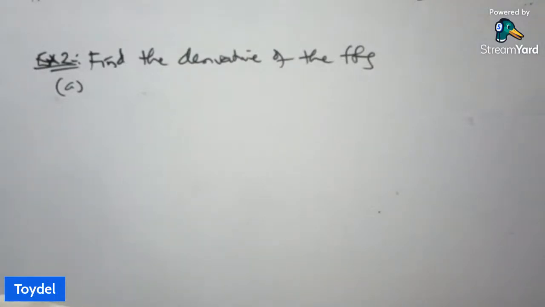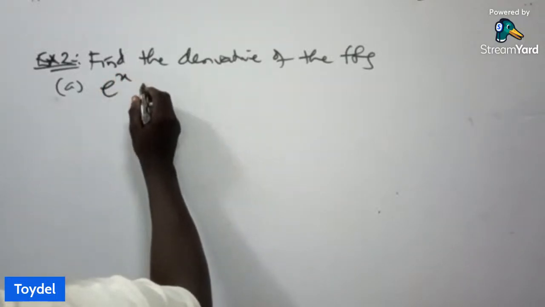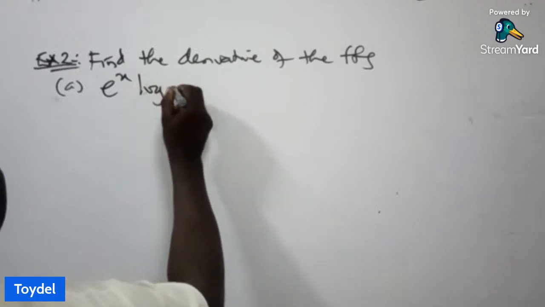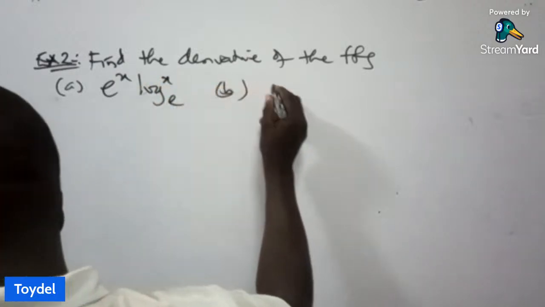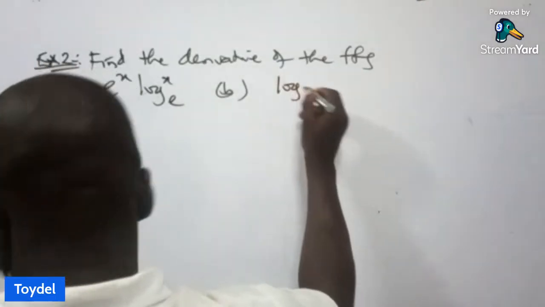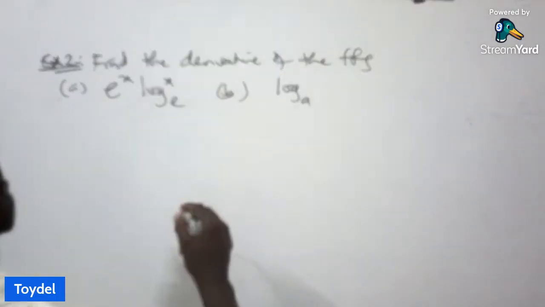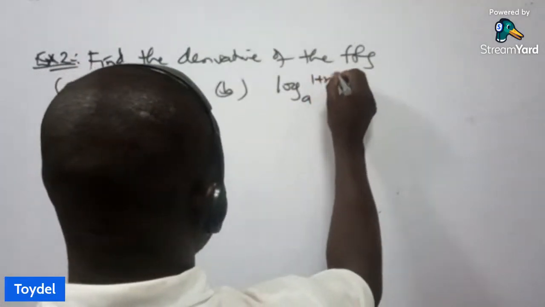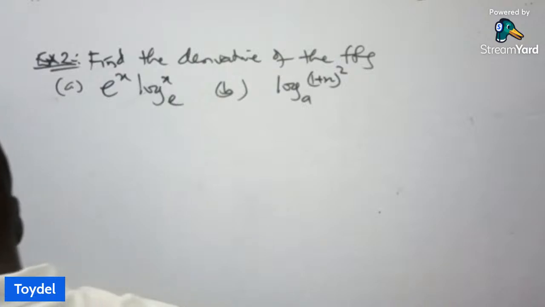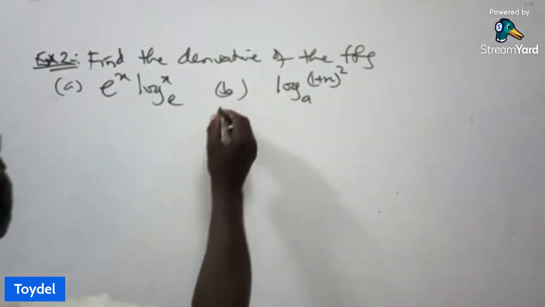The first question now, A, we have e raised to x times ln x. Then B is where we have log base e of (1 plus x) all squared. That's what we have. Okay, so let's take this second example.